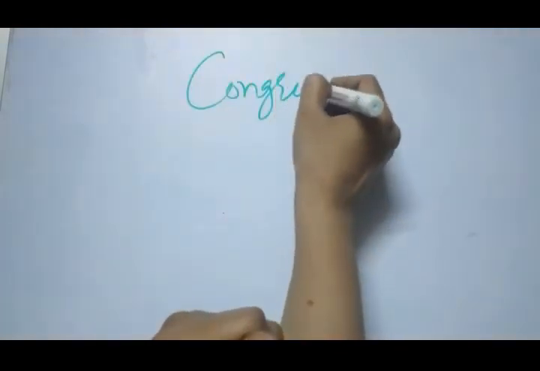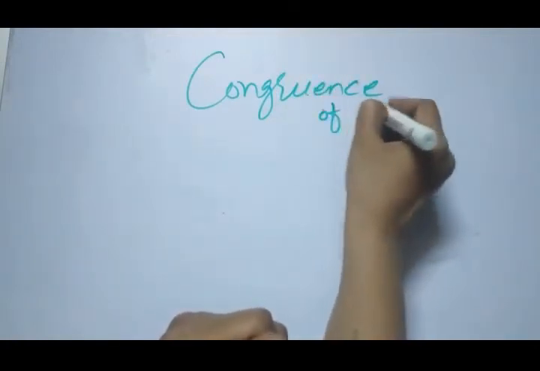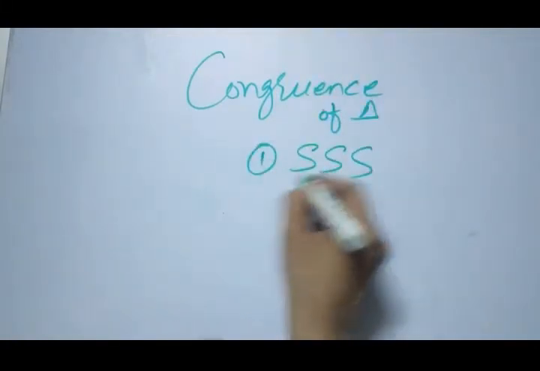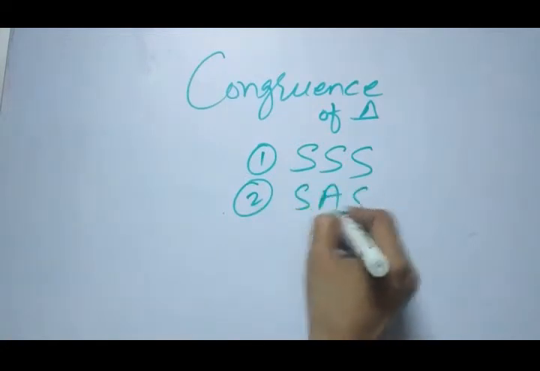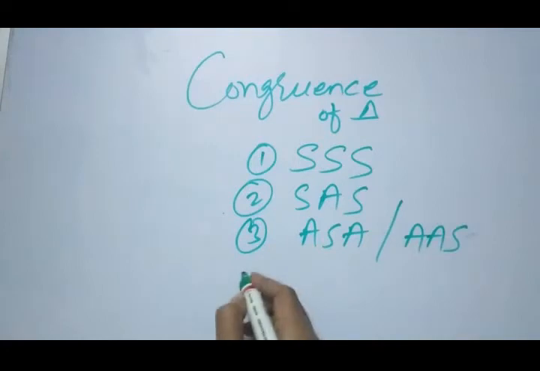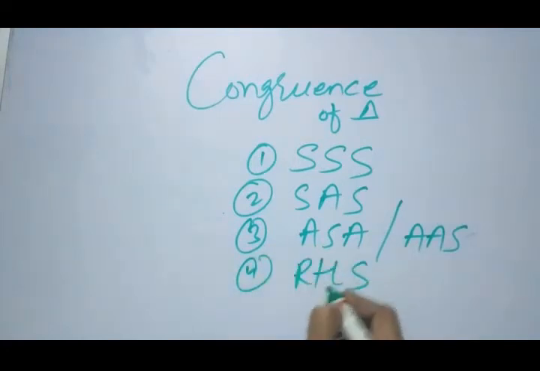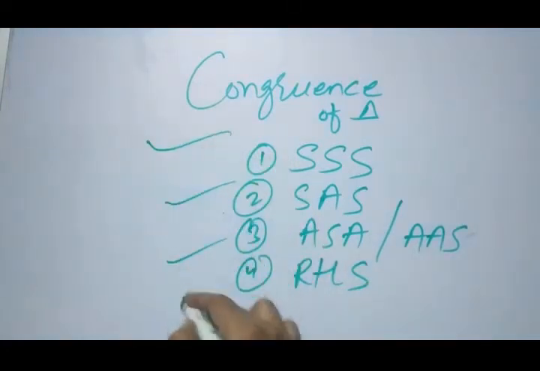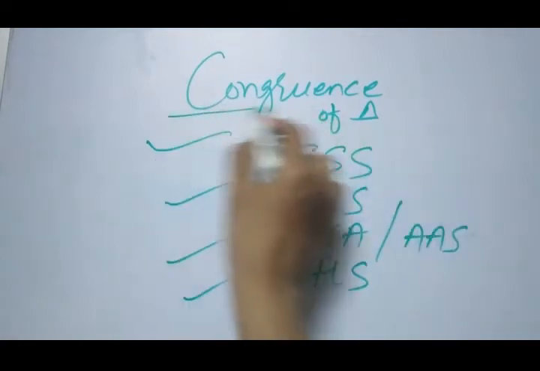So friends, for congruence of triangles, you need to check for SSS, side angle side, ASA, or you can say AAS, and the fourth one is RHS. These are the four congruence criteria you have to check for the congruence of the triangles.